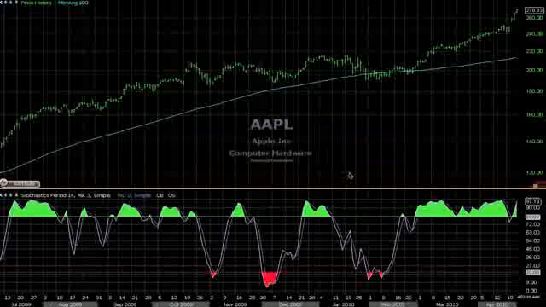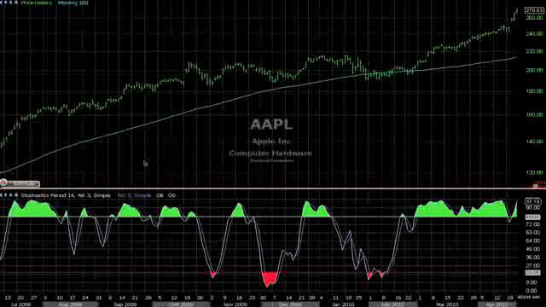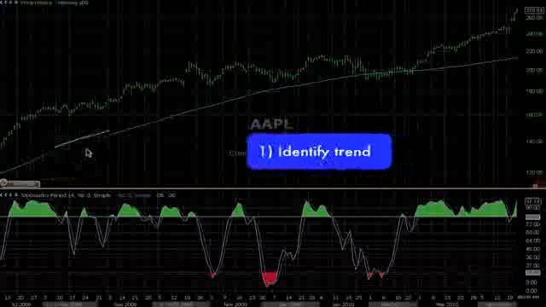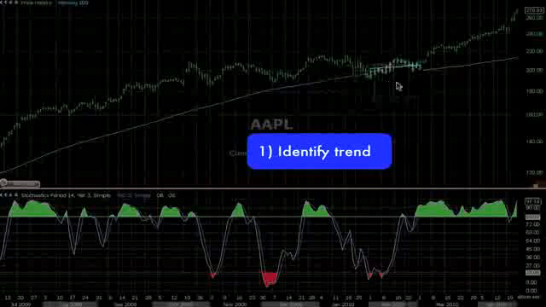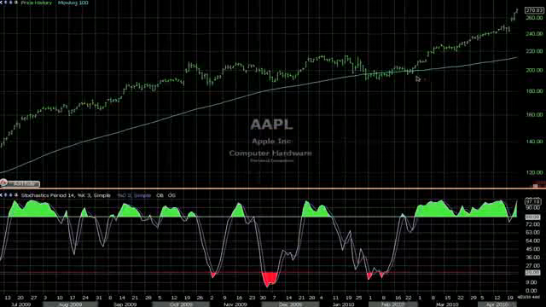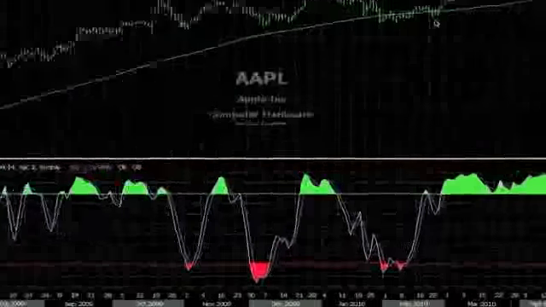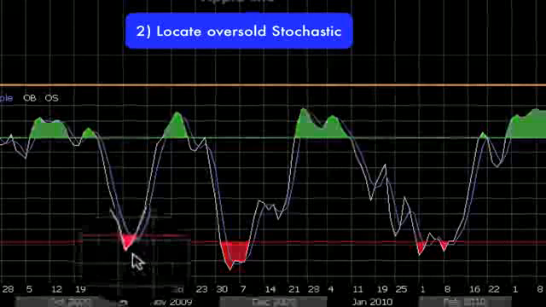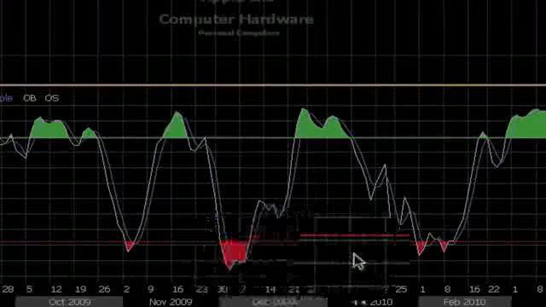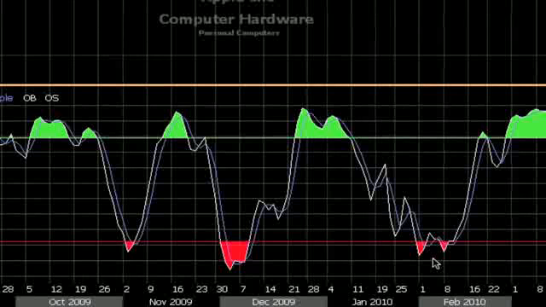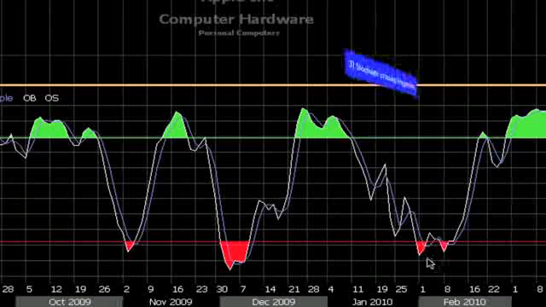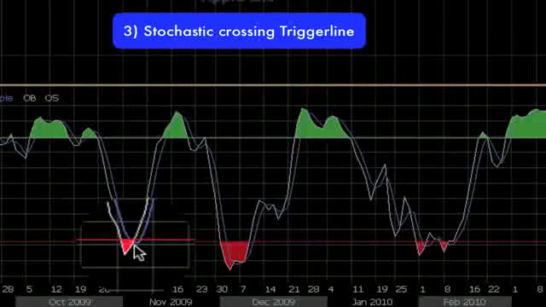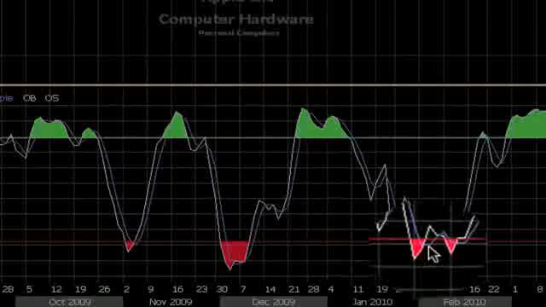So now I'll show you how I would approach this when I were to enter it. First, look at your MA, it's upsloping, so the trend is up. That means I will only take oversold levels. So we'll go and locate those. We got an oversold here, and one here, and a third one here. And third, I'll be looking for a crossover, the stochastic crossing up through the trigger line, happening here, and here, and here.